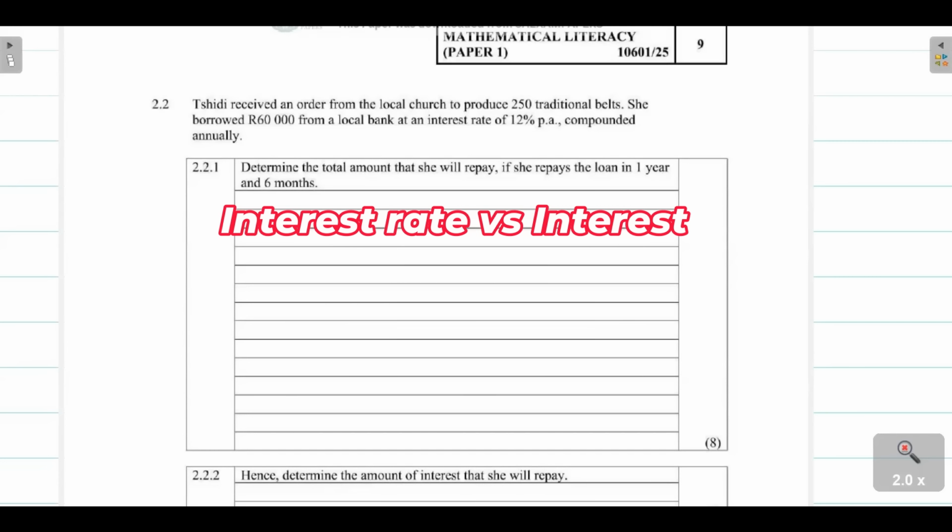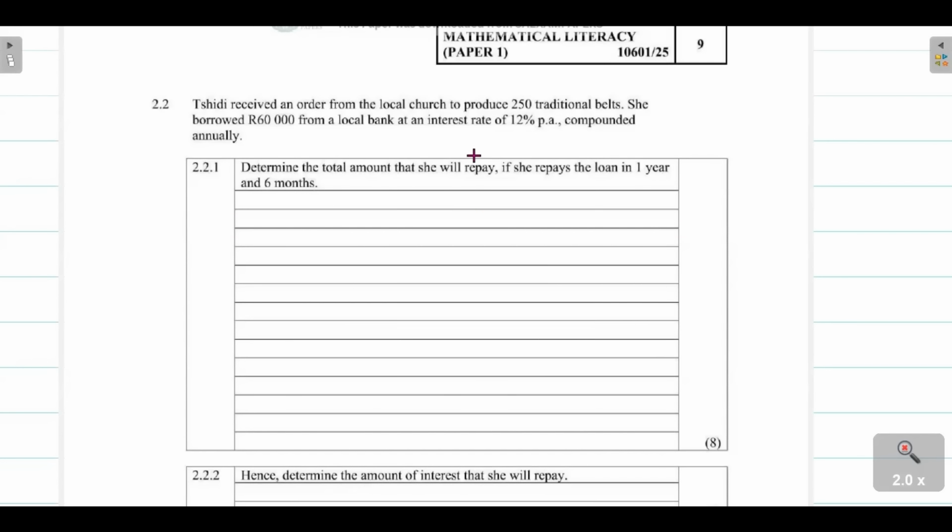If I'm talking about interest rate, do you see here? They're telling us that UTD received an order from the local church to produce 250 traditional belts. She borrowed 60,000 from the bank at an interest rate. So this is the interest rate, okay? It's 12%. So an interest rate is the percentage of interest that you are charged.